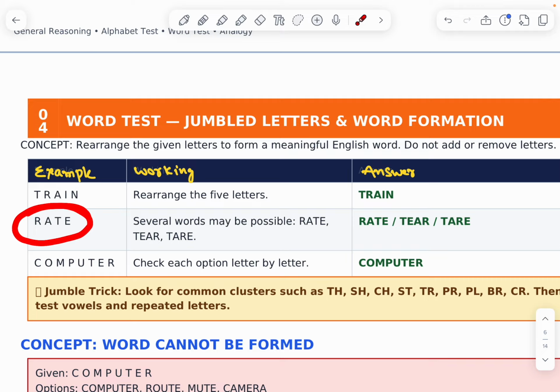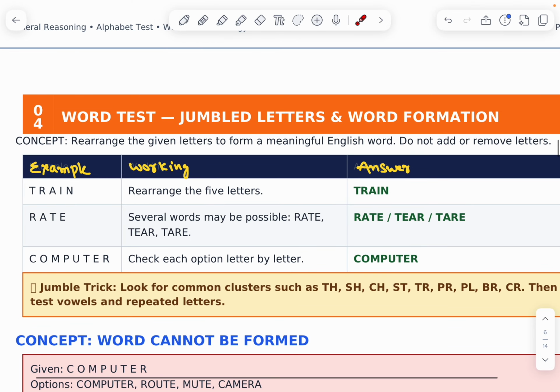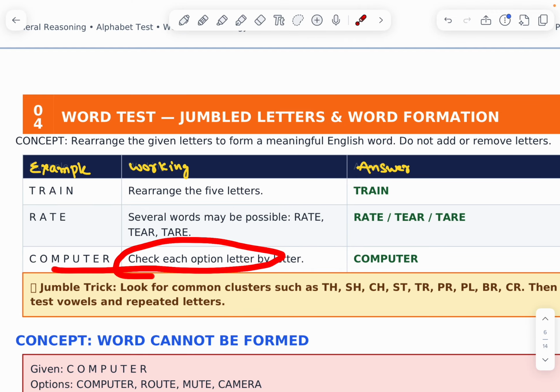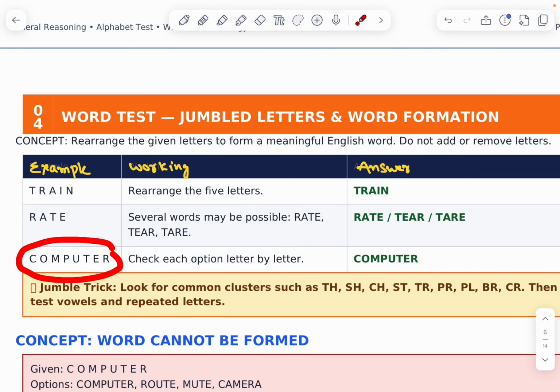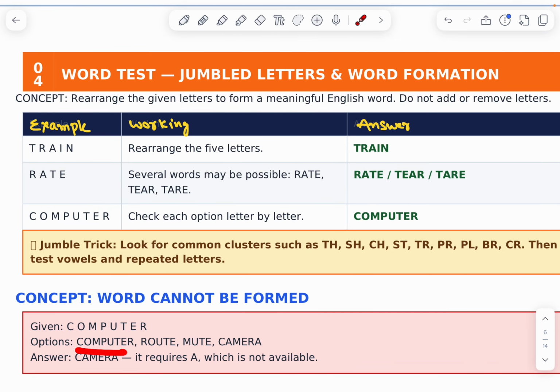Next question. Rate. Several words may be possible: rate, tear. It must be a meaningful English word. In this, you do not add or remove letters. Example, computer. Check the options letter by letter. You can utilize all these letters. Options: computer, root, mute, camera.